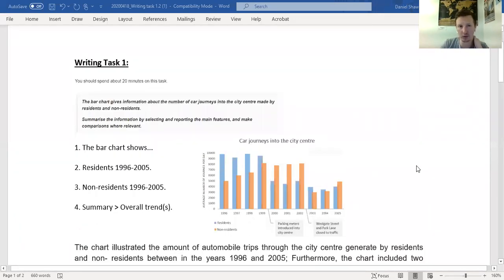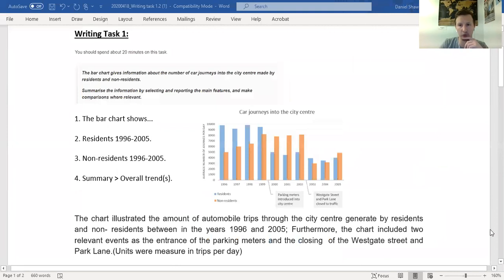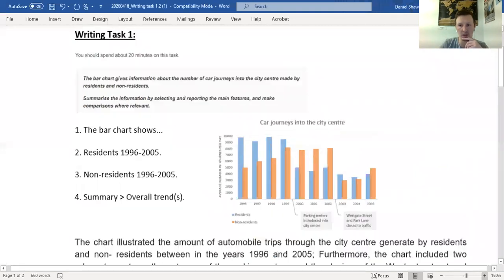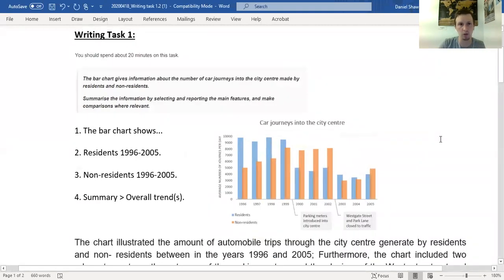I won't be giving you a score today, but I will be giving you some very general feedback, some techniques, some strategies, some ways to improve your response next time based on the response that you did earlier.